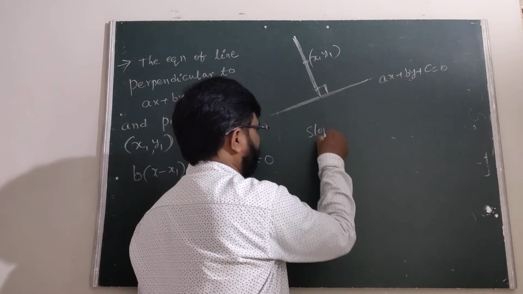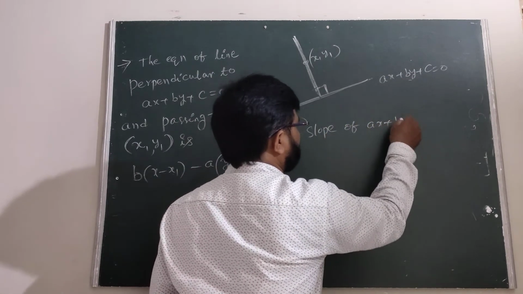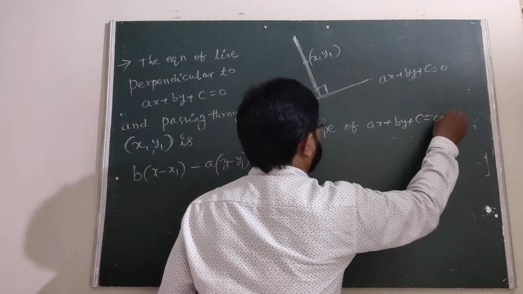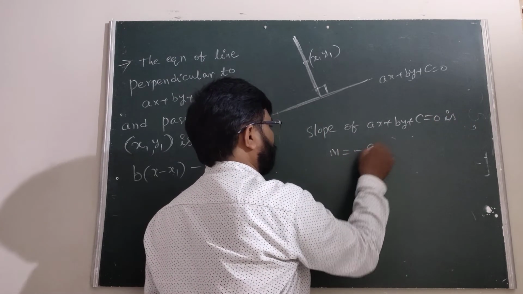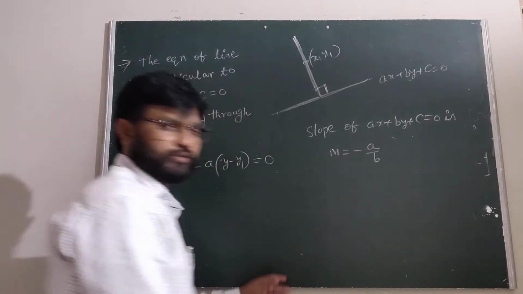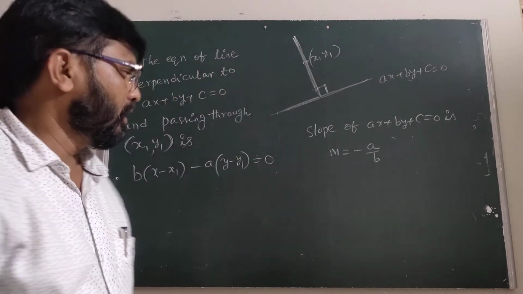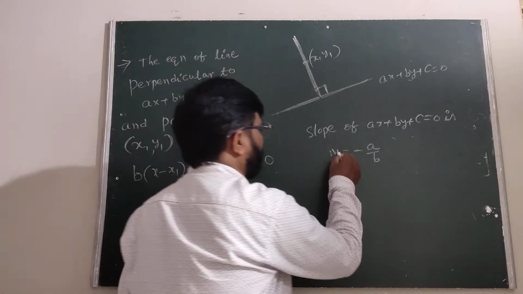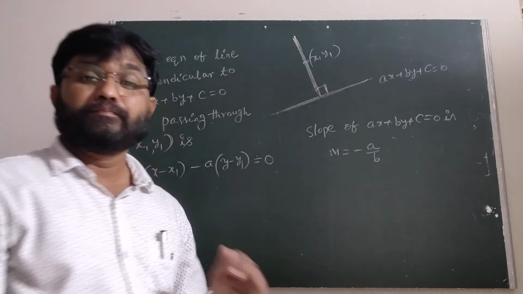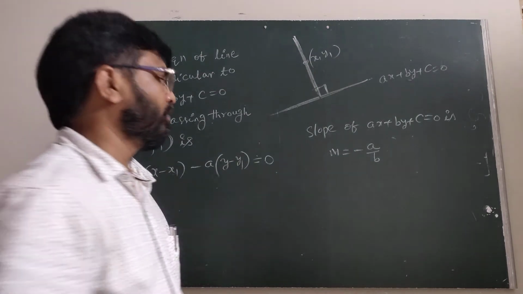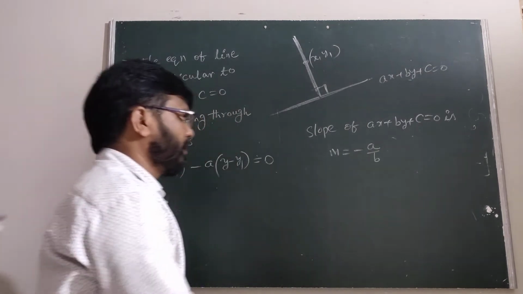The slope of ax + by + c = 0 is, we know that m = -a/b. What is the slope? It is -a/b. Now the perpendicular slope must be b/a. So we have to take the opposite sign and the reciprocal, which is b/a.